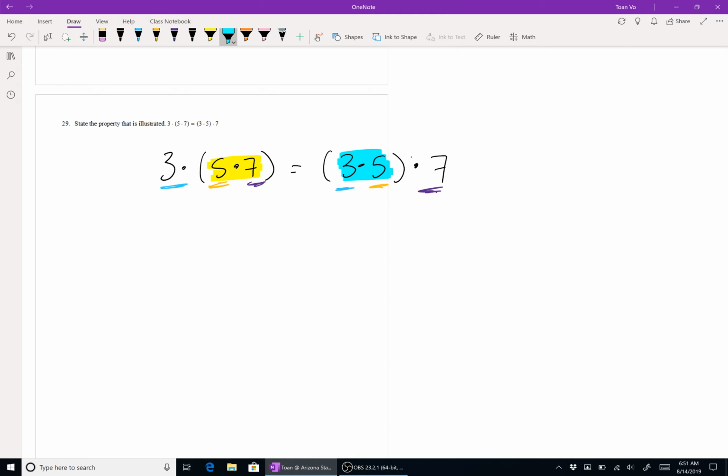Either one of those notices, hey, order stayed the same, or hey, the grouping changed, tells you I associated things differently. It's the associative property. Now, since it's multiplication, that's what we're using. You can say the associative property of multiplication, but if all you said was associative, I gave you credit for it.